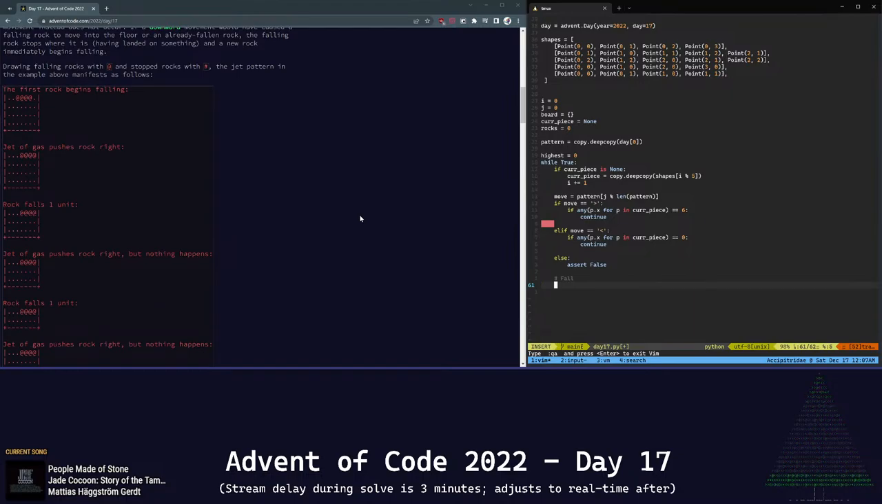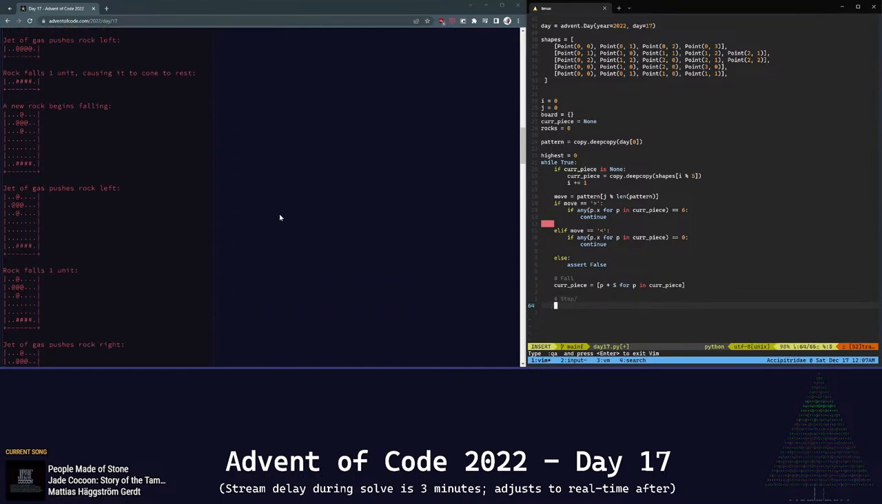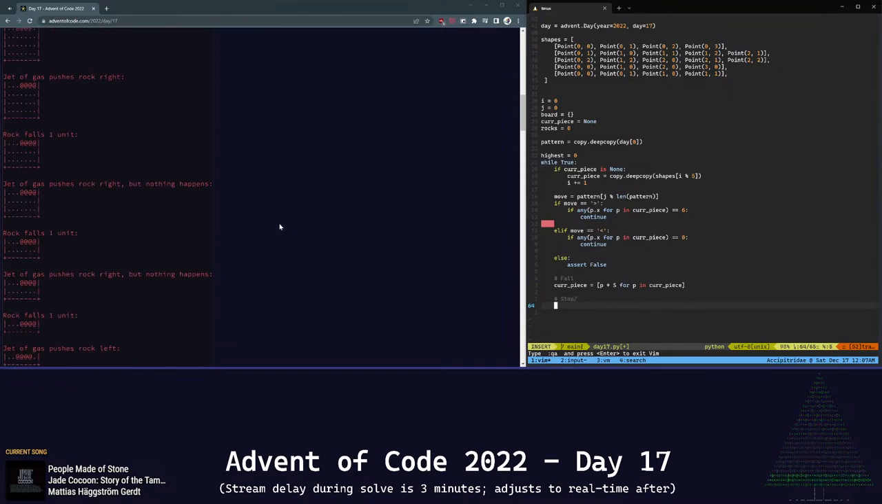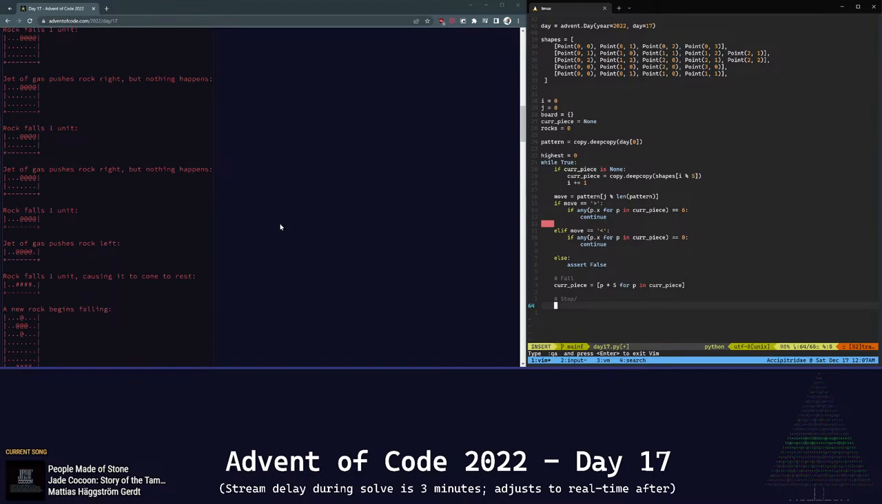So for p in the piece, p equals p plus, I guess. We're falling down, so it's going to be negative. Will this be consistent? Okay. And then stop. So it comes to fall left, but then we try to fall. I see. So we actually have to do the check here because we would still want to move it.